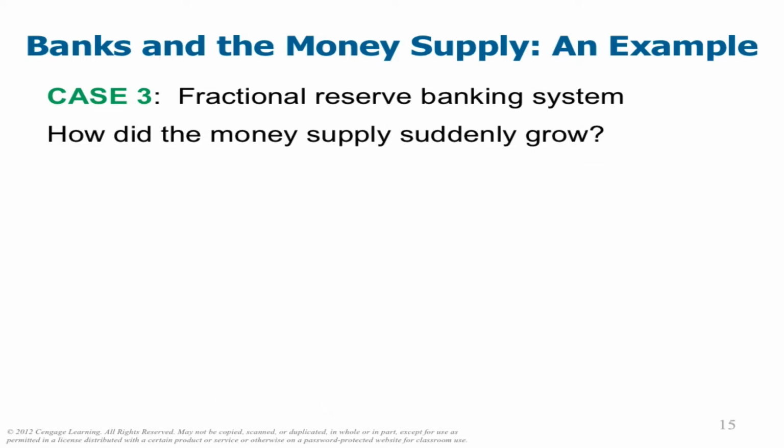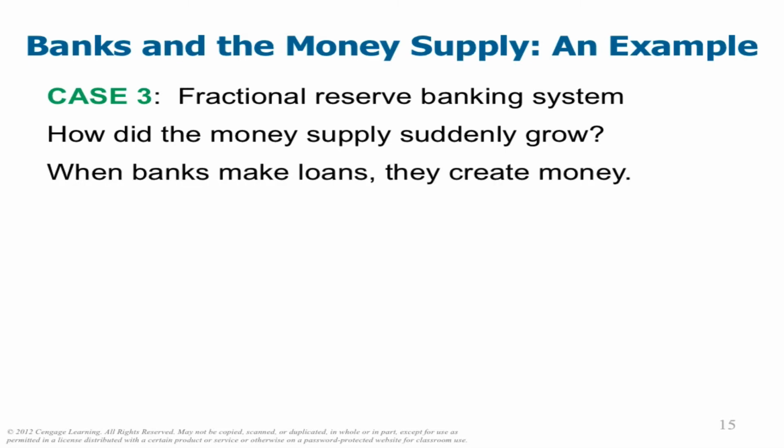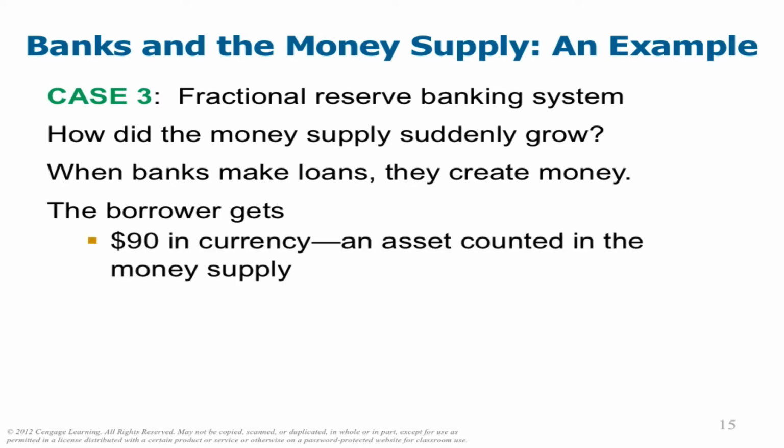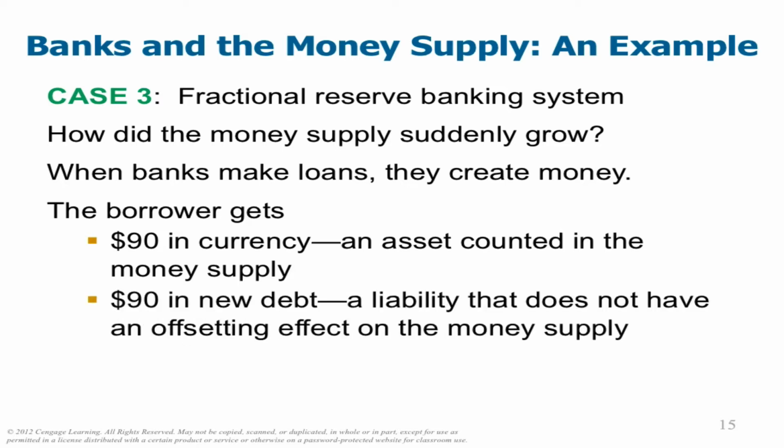So how did the money supply suddenly grow? I didn't even say abracadabra and it grew by 90%. Well played, Andrew. When banks make loans, they are creating money. The borrower gets that currency, which is an asset in the money supply. That $90 in new debt doesn't have an offsetting effect on the money supply. It's such a beautiful thing.